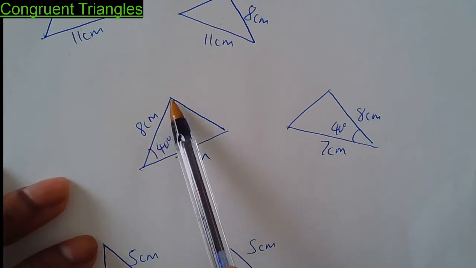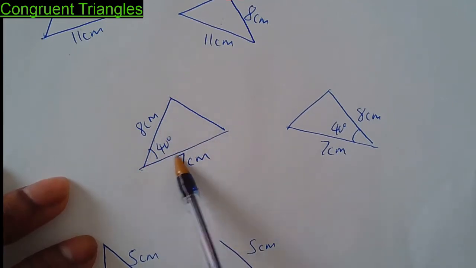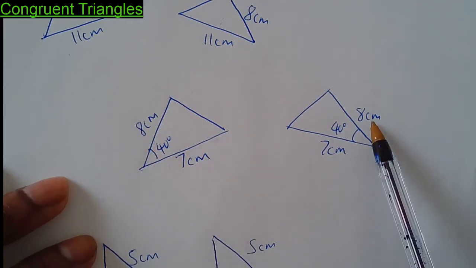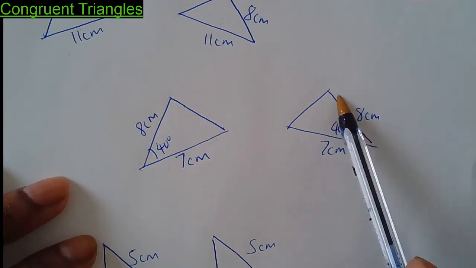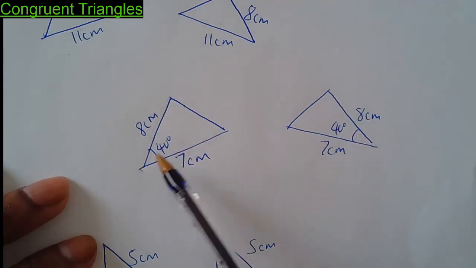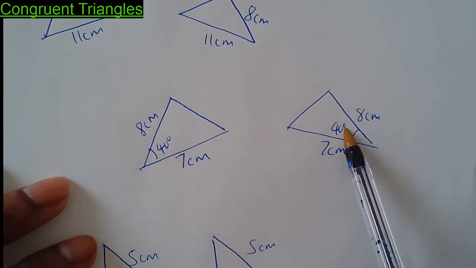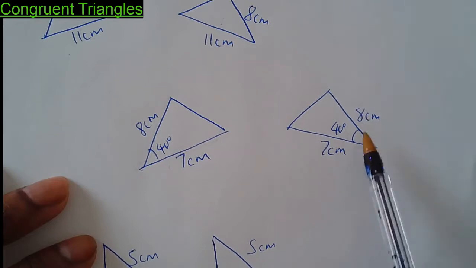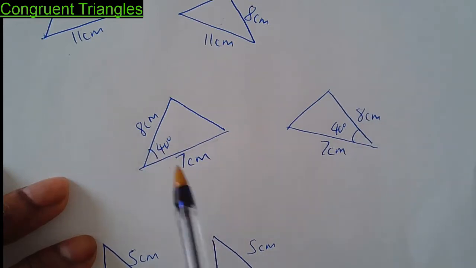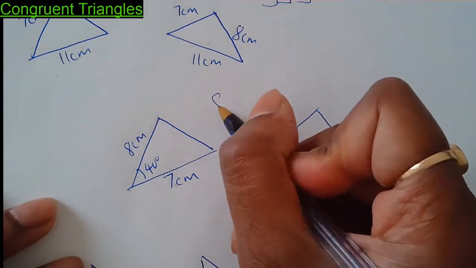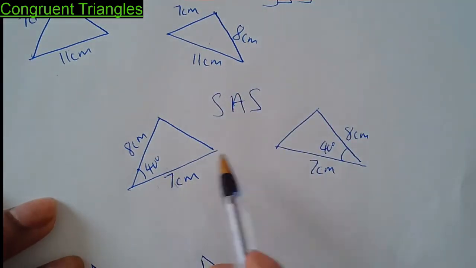You can see you've got a side over here and a side over there. You've got 8 and 7, an angle in between the two sides. Same here, it's exactly the same. You've got side, side, and an angle in between. So you've got the 8 and 8, 40 degrees, 40 degrees, 7 and 7 centimeters. The angle is in between. This is what you call side, angle, side. These are congruent.